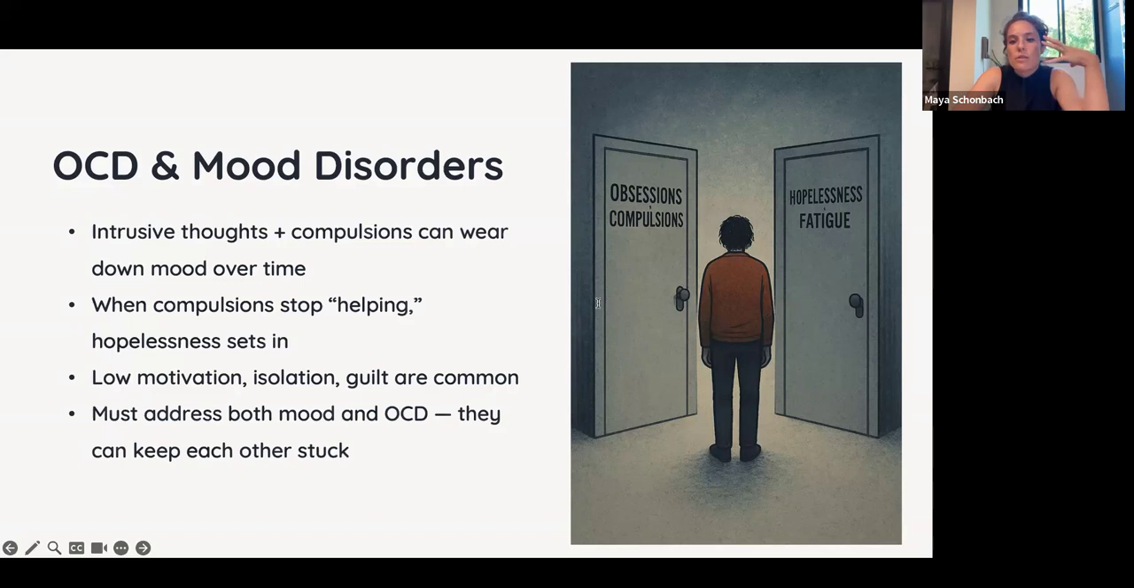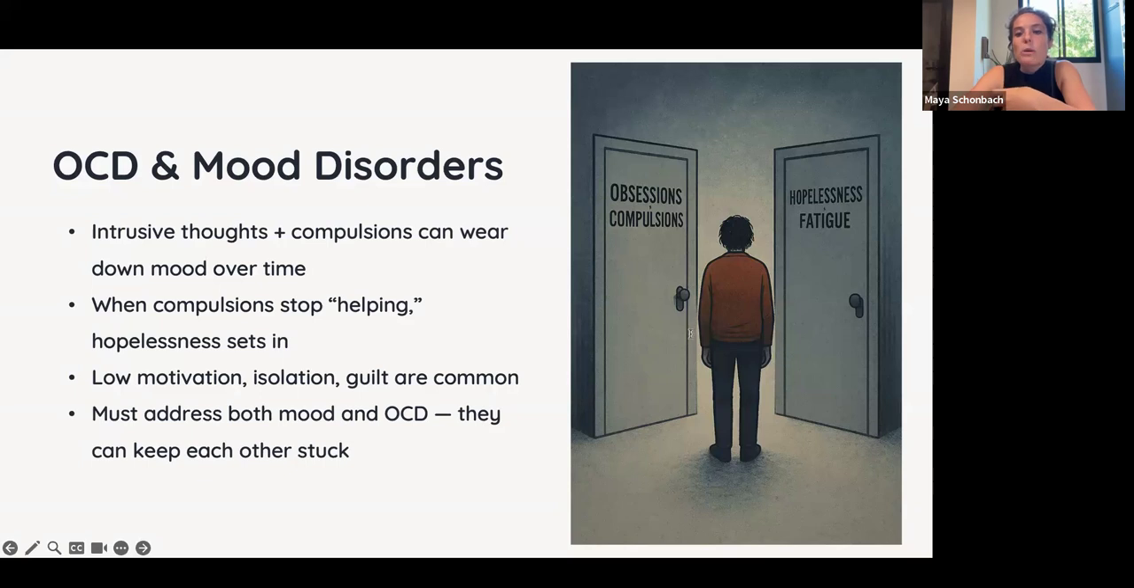Living with constant intrusive thoughts and feeling the need to repetitively do compulsions, these are things that take a toll. Over time, they really can wear down a person's energy, their outlook on life, their sense of hope, their mood. These are all symptoms of depression. At first, it might seem like the compulsions are helping, because they do give some element of relief, some sense of control, but eventually they lose that effect. And when that happens, it's easy for hopelessness to set in. We often see symptoms like low motivation, isolation, a really deep sense of guilt, and not just about the OCD, but about feeling stuck inside of it.